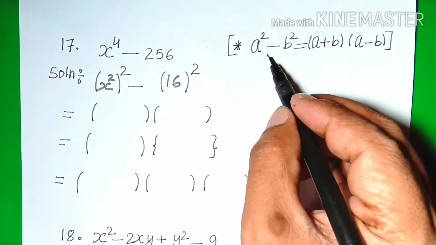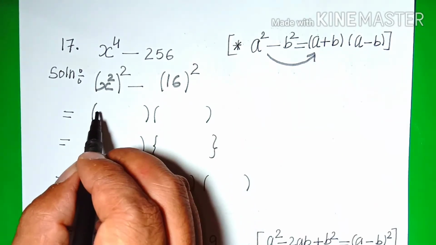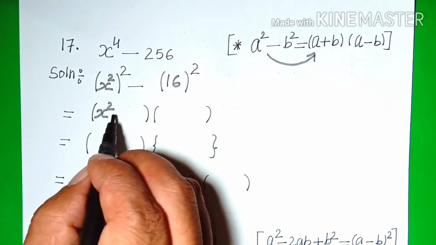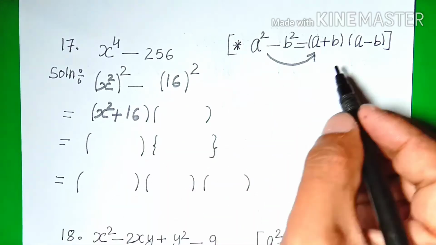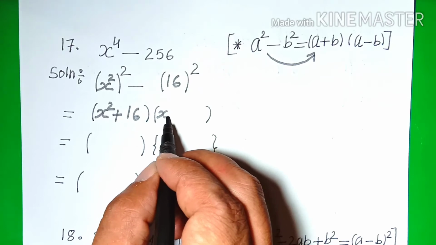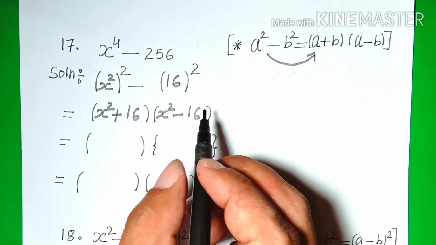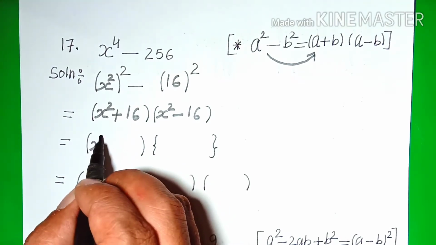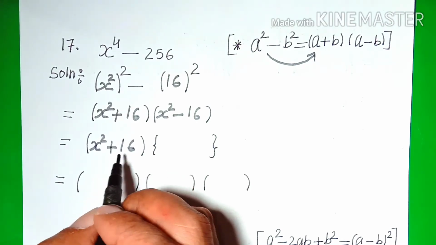And that implies we can write a plus b. So a plus b means it will be x square plus b, b means 16. The second step, a minus b. A minus b means again x square minus b, which means 16. Now this part we can drop the same, x square minus 16 times x square plus 16.